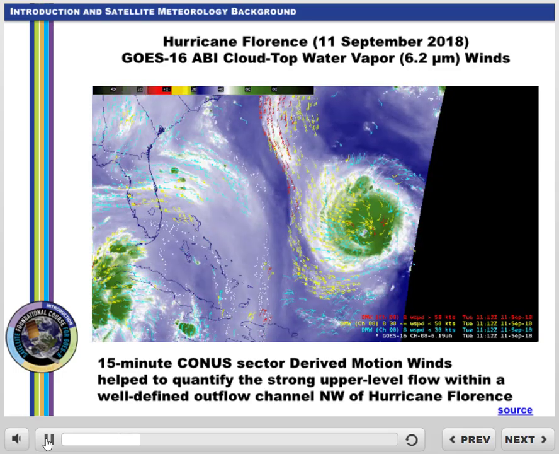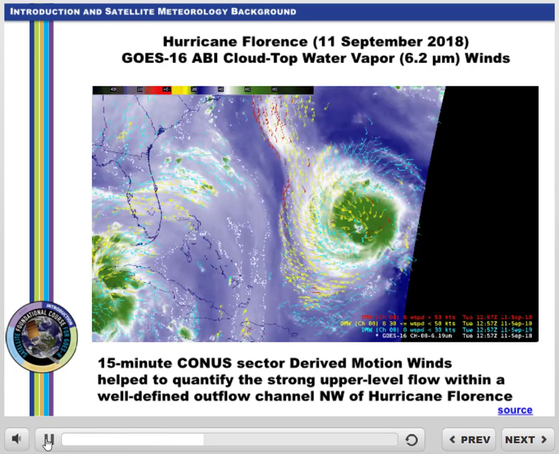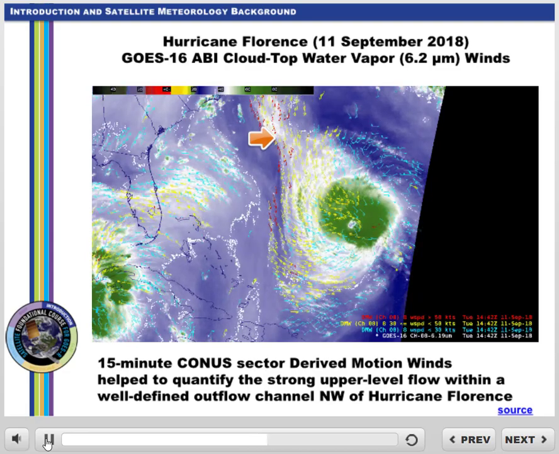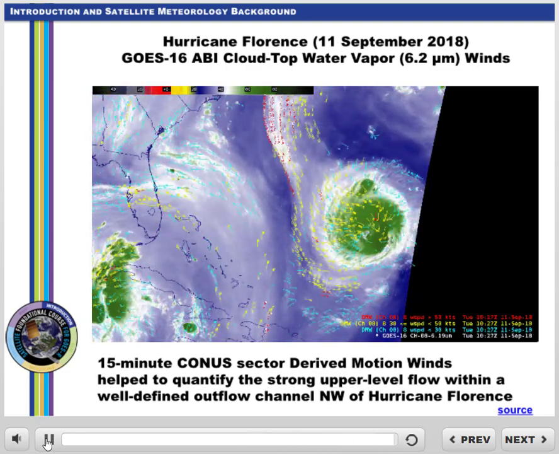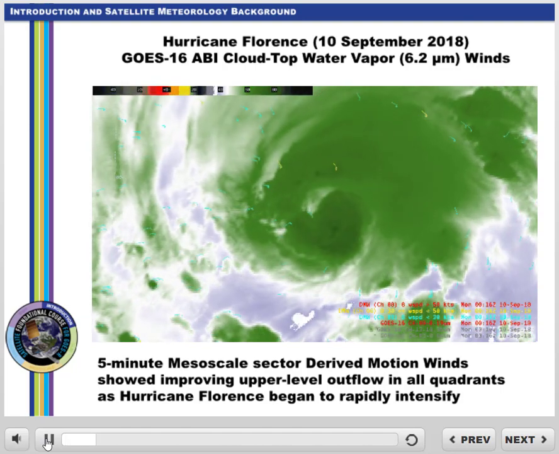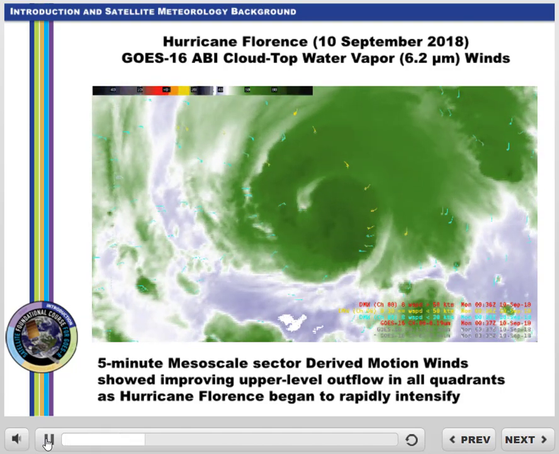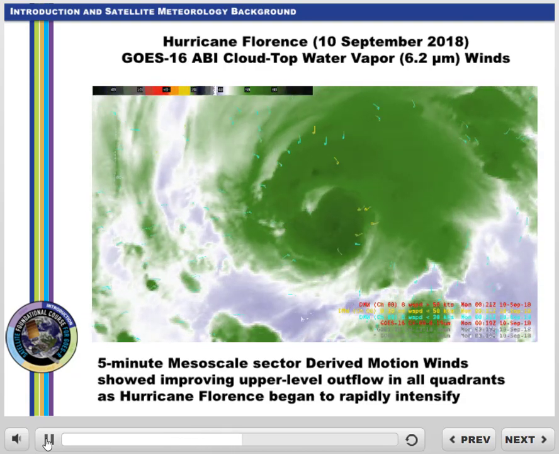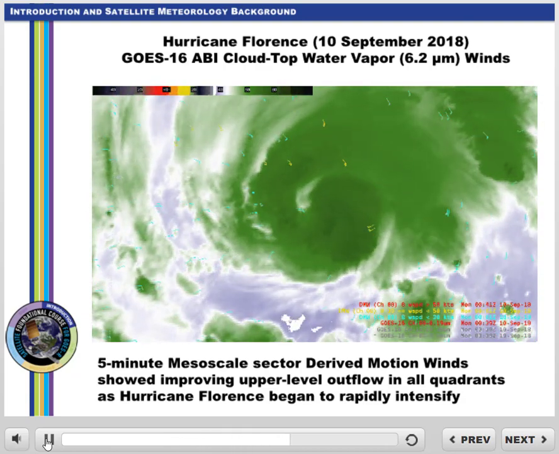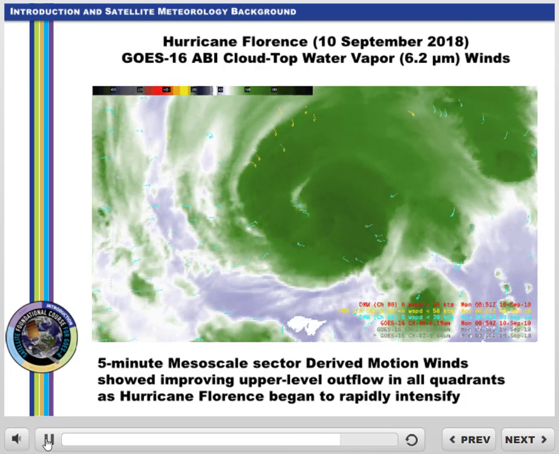These 15-minute CONUS sector water vapor winds help to quantify the flow within a well-defined upper tropospheric outflow channel northwest of Hurricane Florence. This figure shows 5-minute mesoscale domain sector water vapor winds. The vectors show a trend of improving upper tropospheric outflow in all directions as Hurricane Florence entered a phase of rapid intensification.